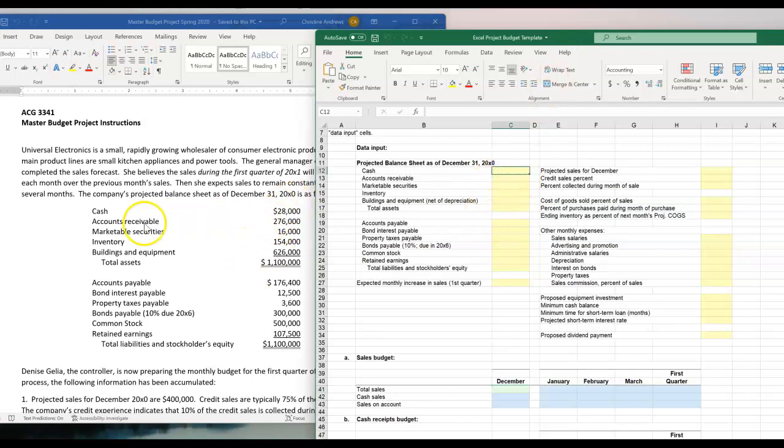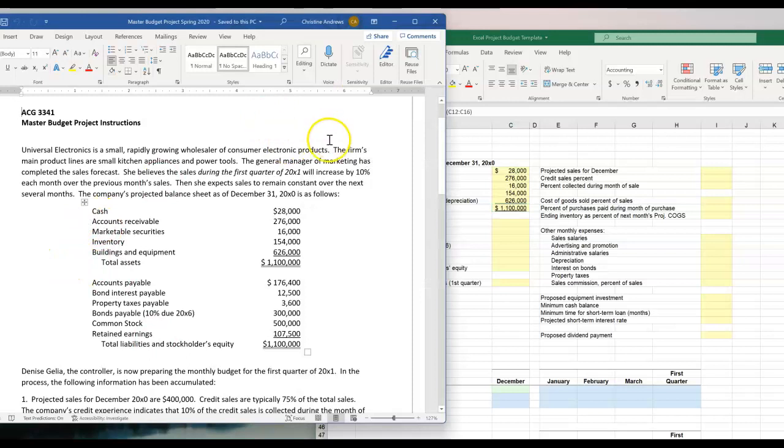Okay, so this tells me here that my cash balance is $28,000, so I'm going to put $28,000 in here. And for accounts receivable, it's $276. Marketable securities, $16,000. Inventory, $154. And buildings and equipment net of depreciation is $626. All right, so here's our total assets, $1,000,001. And this will be our starting point. All right, this is at December 31st.